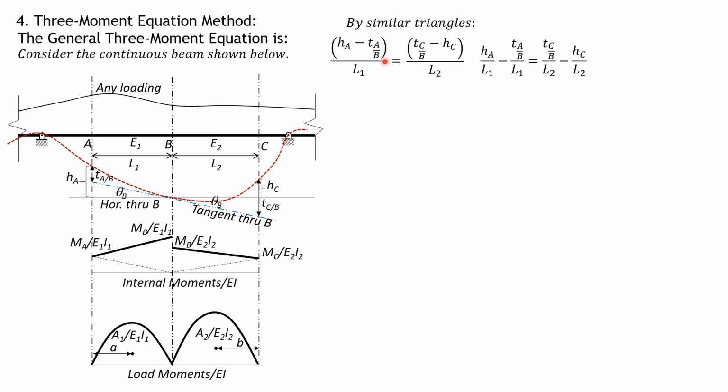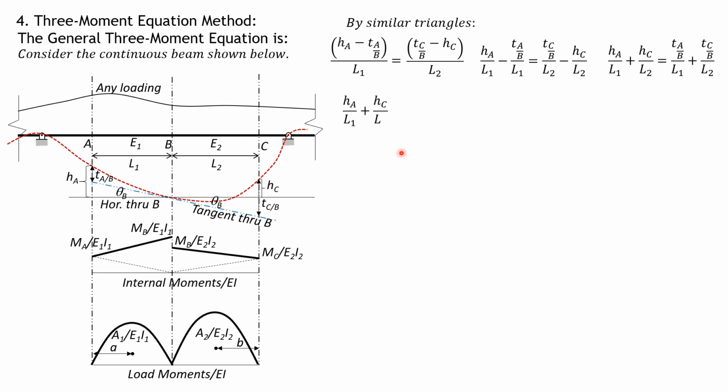The meaning of the deviation of A relative to B is from the area moment theorems: the moment of area on portion AB with respect to A. So the area of this trapezoid here, let's decompose it into two triangles and the area due to the loading. Then HA over L1 plus H sub C over L2 equals the deviation of A relative to B over L1 plus the deviation of C relative to B over L2.